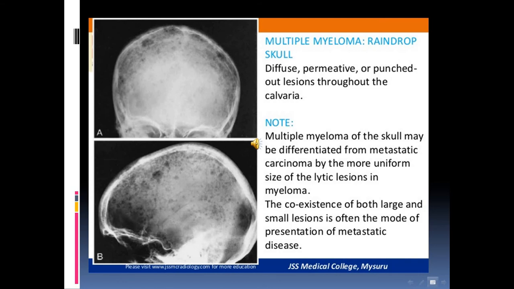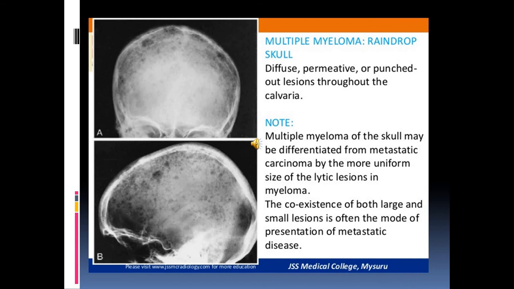A more specific sign for the shape of the lesions in the skull of a patient with multiple myeloma is called the raindrop sign. So in this X-ray, taken in AP and lateral views, we can see multiple small well-defined osteolytic lesions involving the skull bone. These lesions are usually near each other in size, so they are nearly uniform, and they are rather small. This represents the features of multiple myeloma.